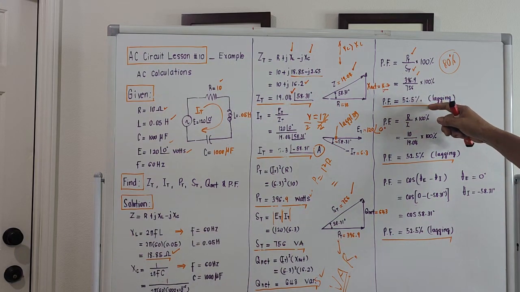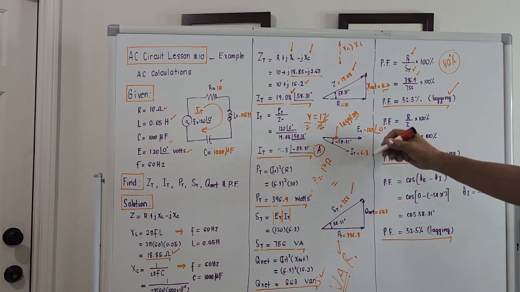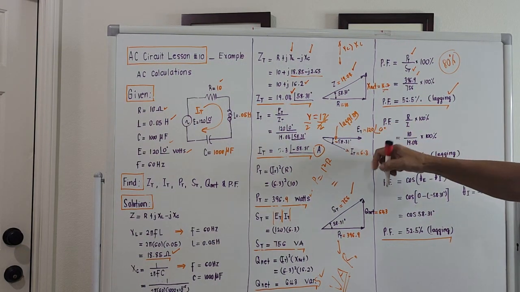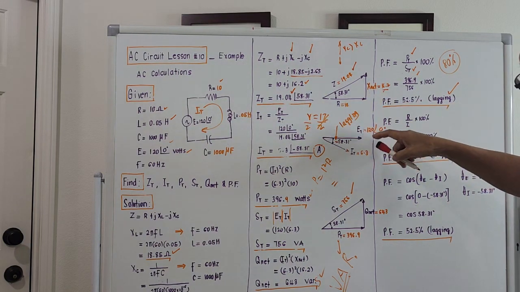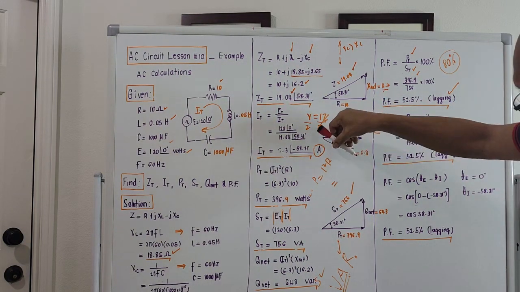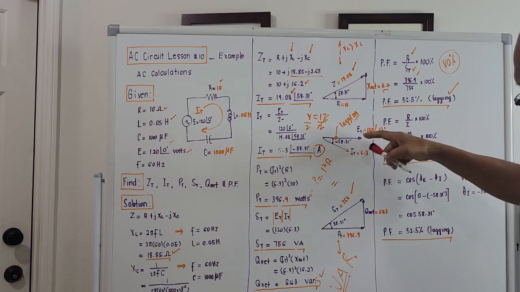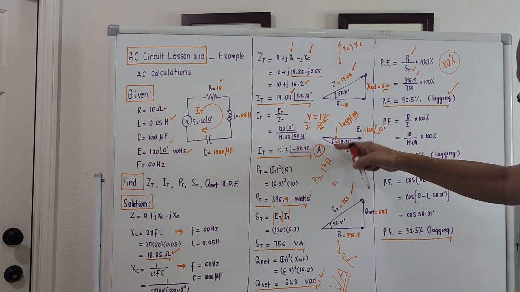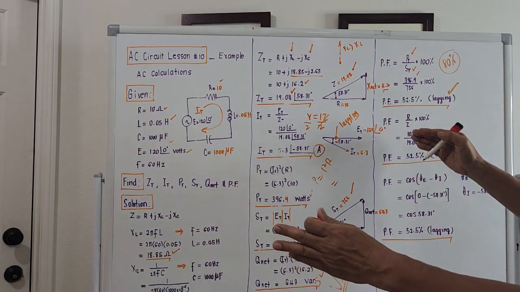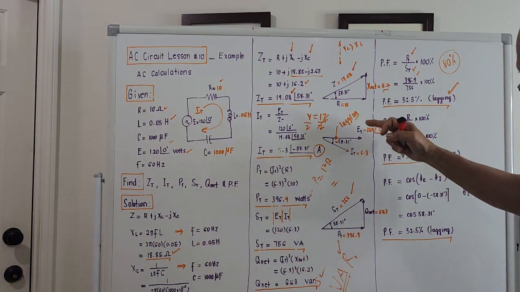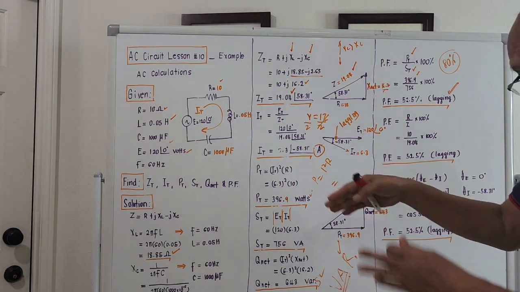And with the subscript here, lagging. Why lagging? Oh, the current is lagging, right? The current drawn lags the applied voltage by an angle of 58.31 degrees. That's why this negative sign here means lagging. That's why we drew the vector diagram of the voltage and current, so we know if the power factor will become lagging or leading.